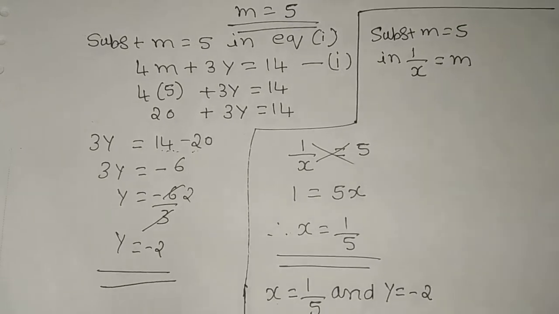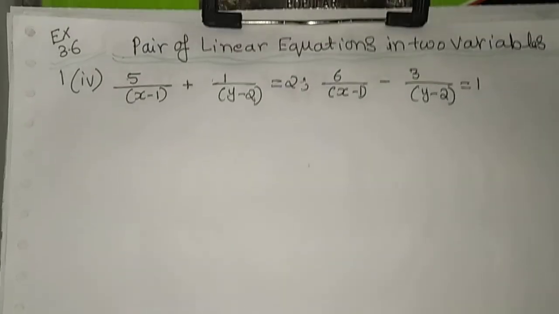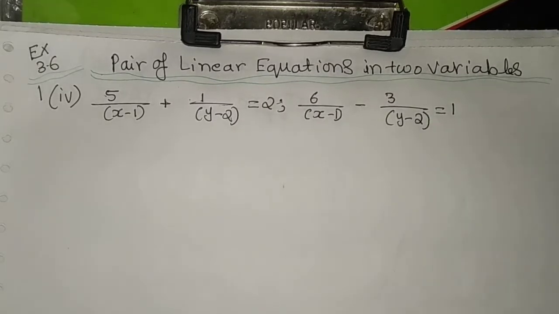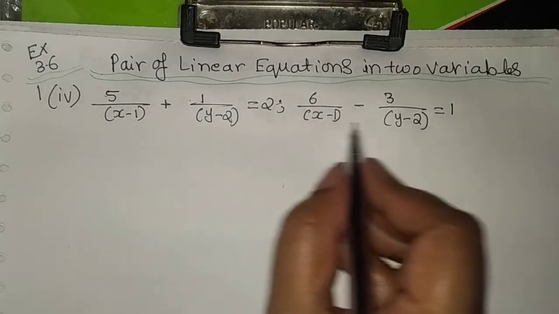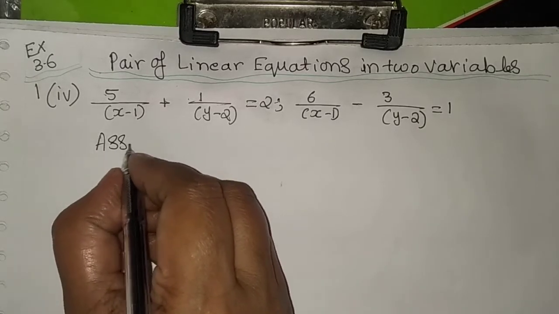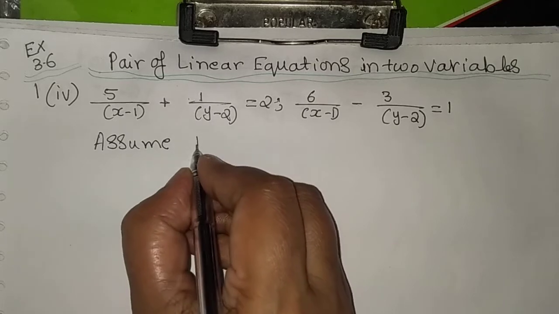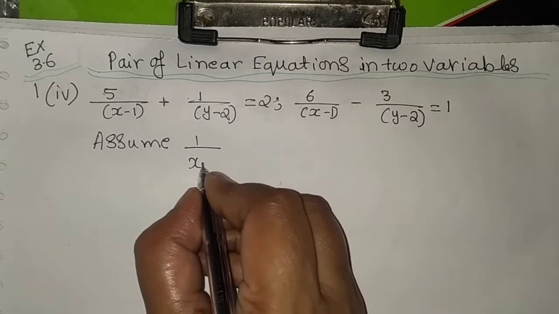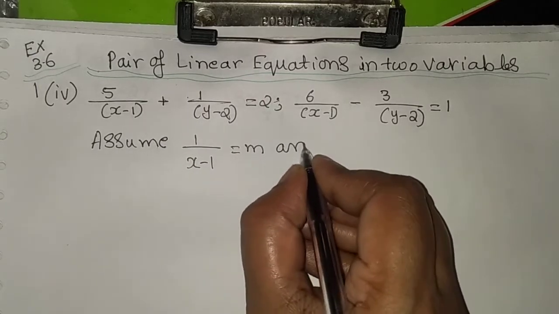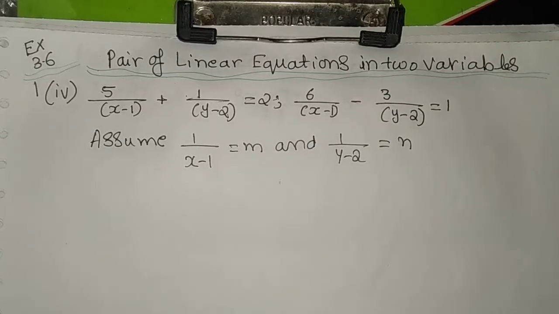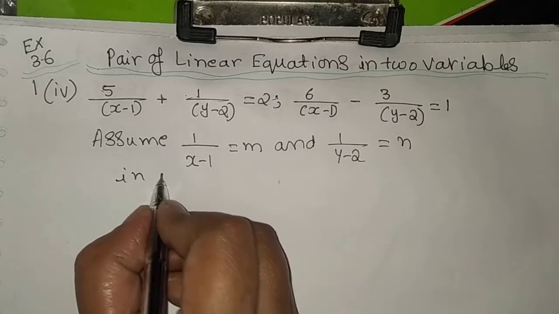We'll move on to the fourth problem. This is the problem given here. Here also there is a fraction in both the equations. So these are the two equations. First we'll start by assuming 1 by x minus 1, and 1 by y minus 2. Therefore 1 by x minus 1 is equal to m, and 1 by y minus 2 is equal to n, in the above equations.